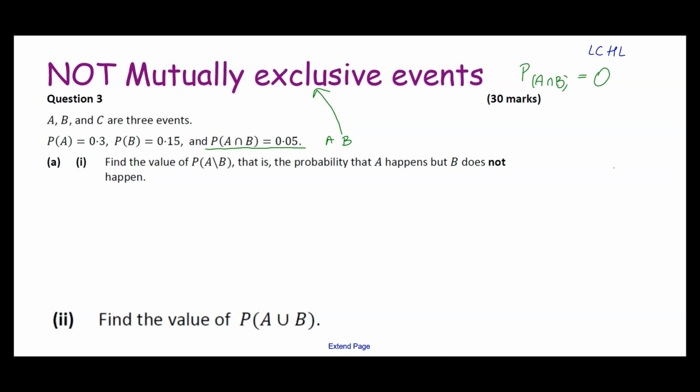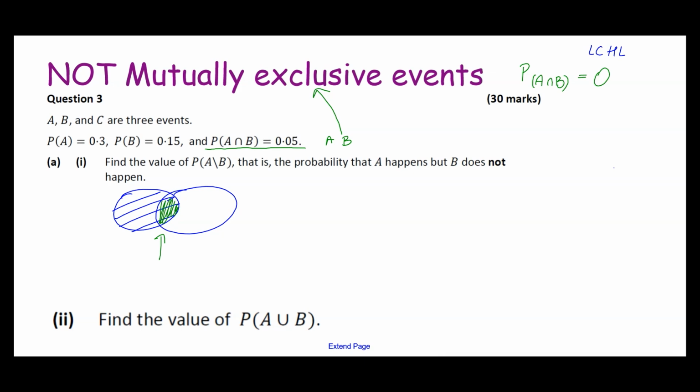So what do we need to do in the first part? We need to find the value of A minus B. That is the probability that A happens, but B does not happen. If we think about graphs, A happened, but what didn't happen? The B part, isn't it?